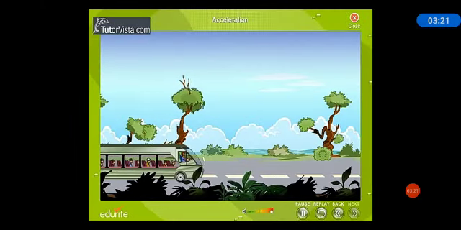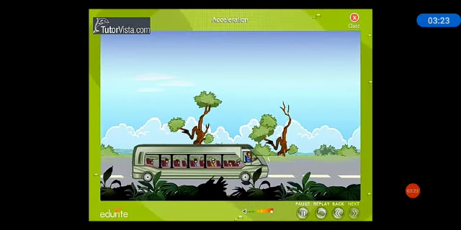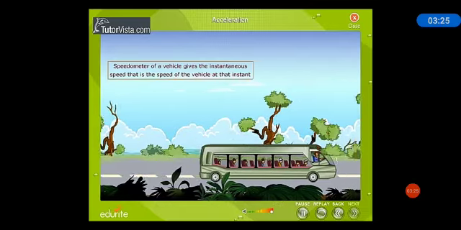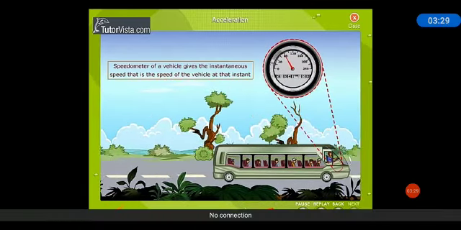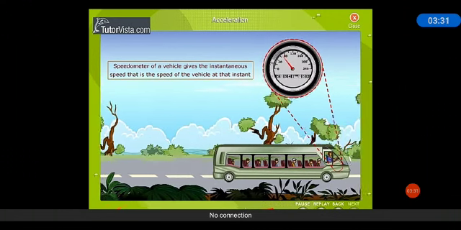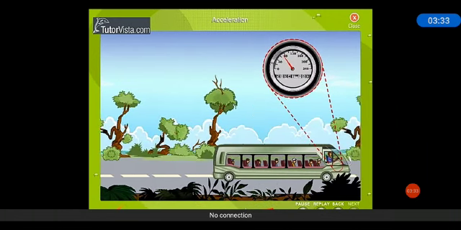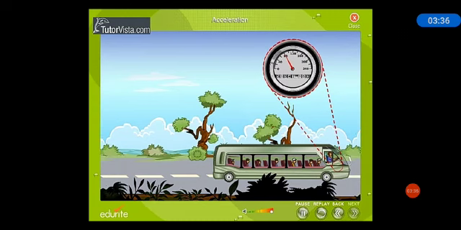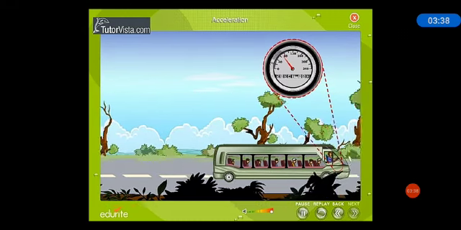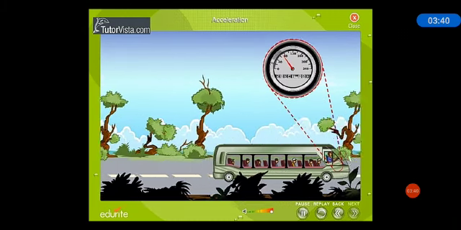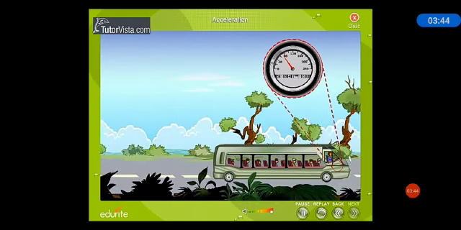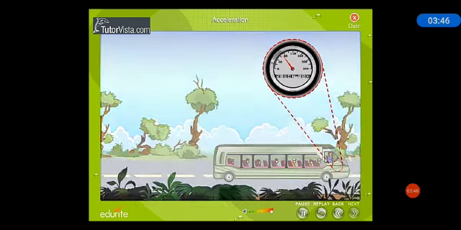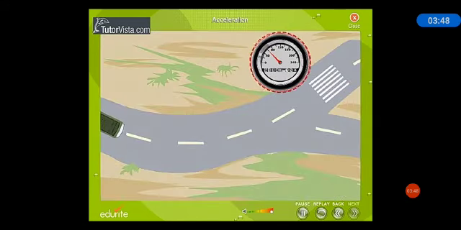Again, the driver starts from the rest position and gradually he is increasing the speed, and here you can see the speedometer reading. And you can see that the needle of the speedometer is changing. That means it is showing the speed at that particular instant. It is increasing the speed. Can you observe those readings on the speedometer?